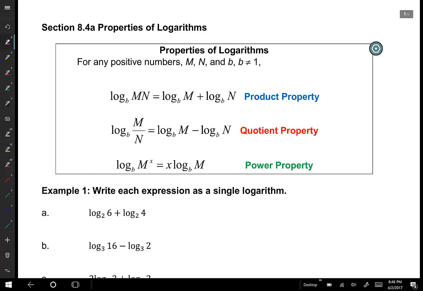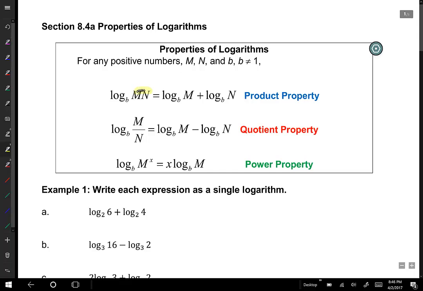The product property says that you can take a logarithm that has multiplication inside the logarithm and turn that into two logarithms that are added together. And by breaking that up, notice the base does stay the same. Then, secondly, you can take division inside a logarithm and turn that into two logarithms that are subtracted. So division becomes subtraction, multiplication becomes addition.